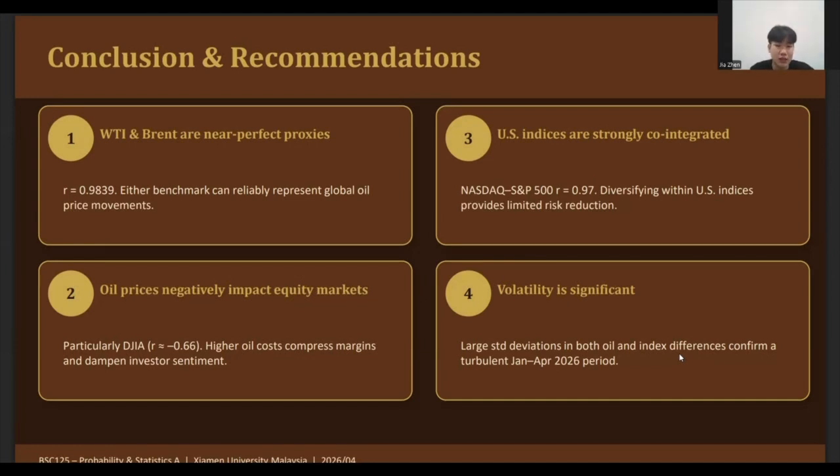Based on these findings, for investors, consider hedging during rising oil periods, such as holding energy stocks or using commodity-based instruments. For policymakers, monitor energy prices as an early warning indicator for market stress. Central banks should note inflationary pressure from oil spikes. For researchers, future work could extend to other asset classes or longer time horizons. So, the next slide.